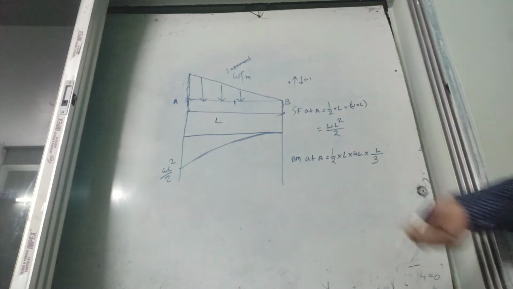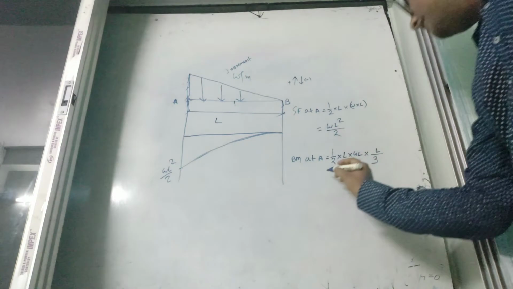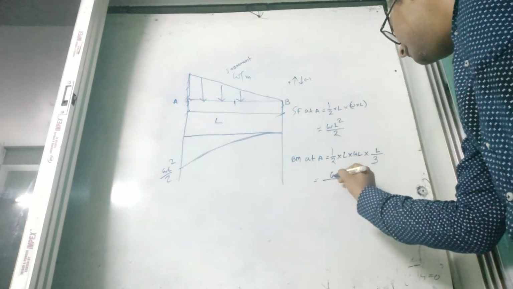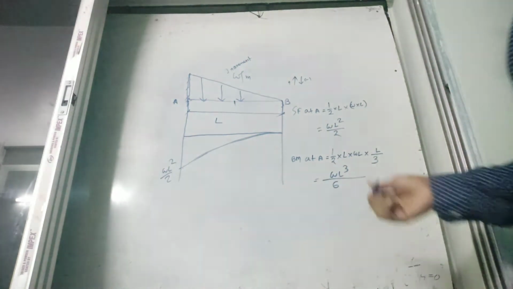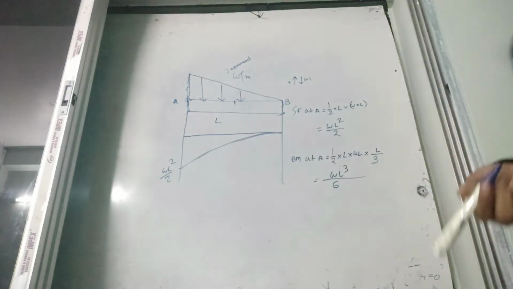So this is the main difference. In case of point load we go L by 2, here only L by 3. So the total answer is WL cube by 6. So this is the formula for calculating the bending moment of UVL.